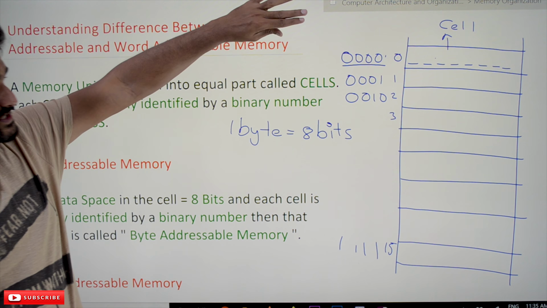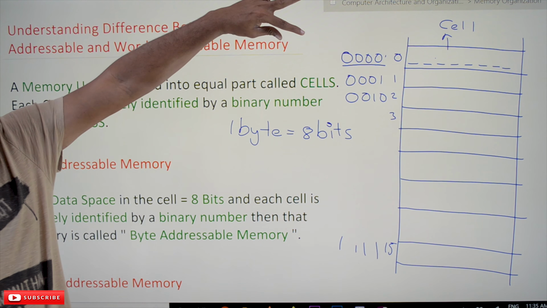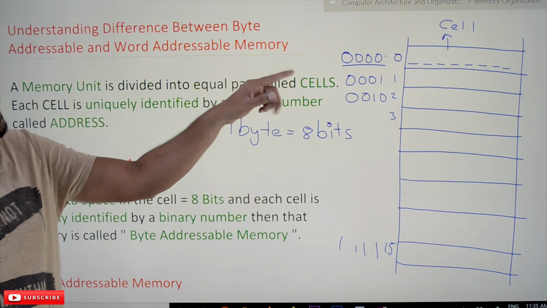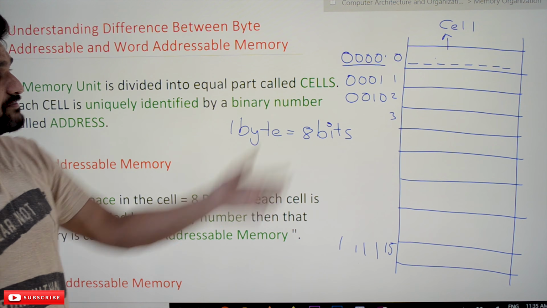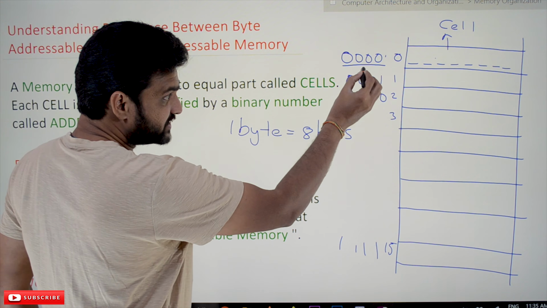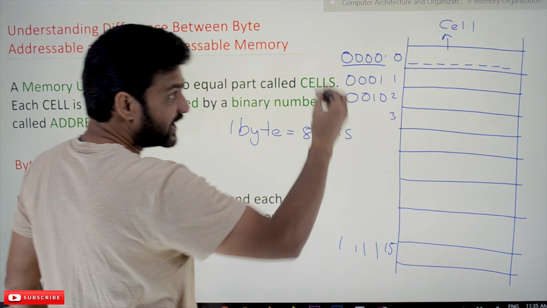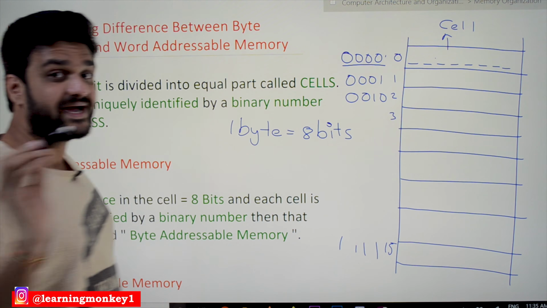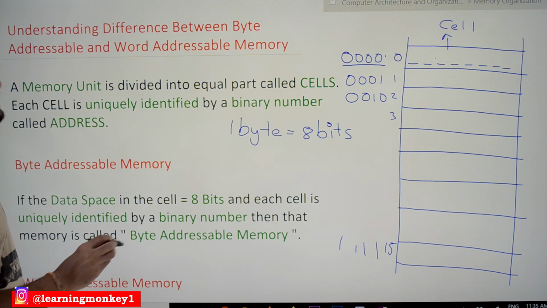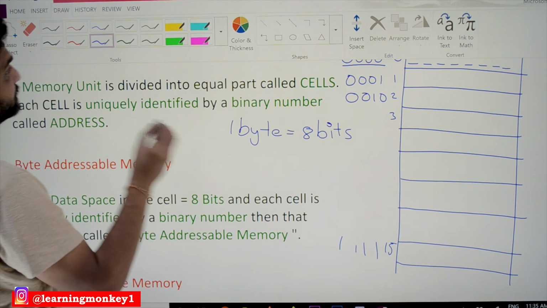So if the cell has a data space of 8 bits and each cell is uniquely identified by a unique number, this is what we call a byte address, and this memory is what we call byte addressable memory. Similarly, what is meant by word addressable memory?